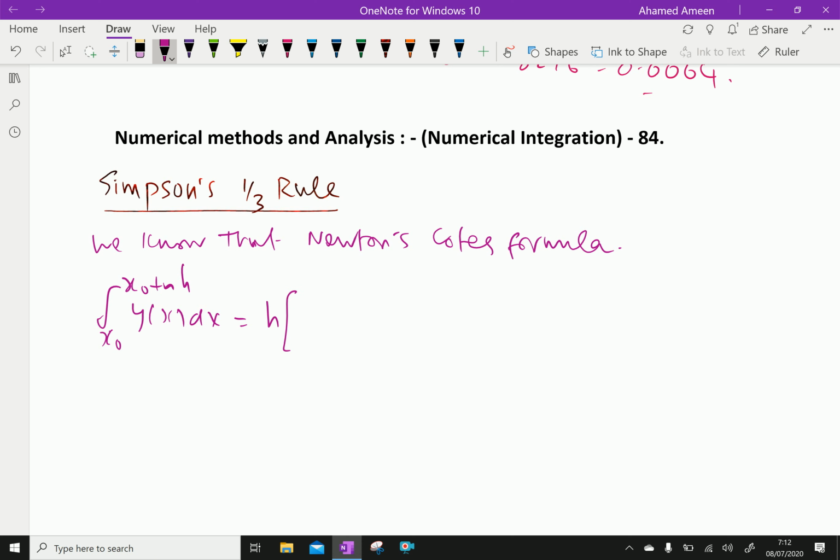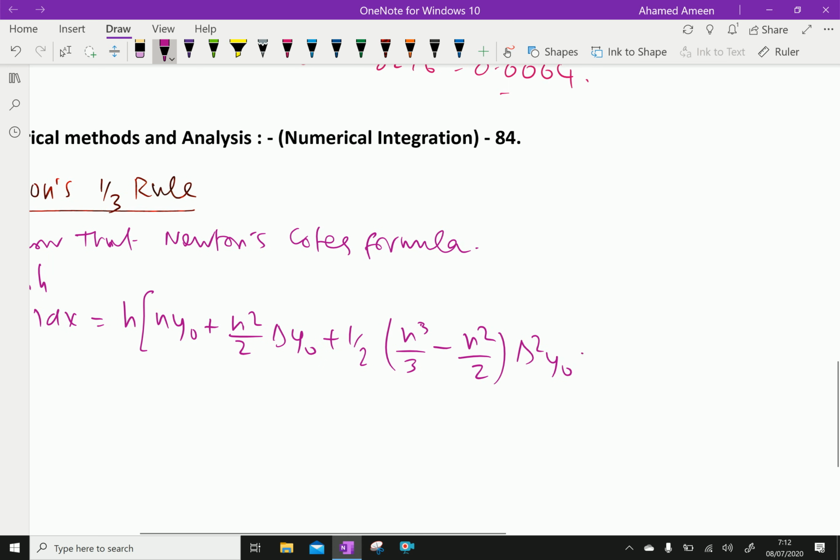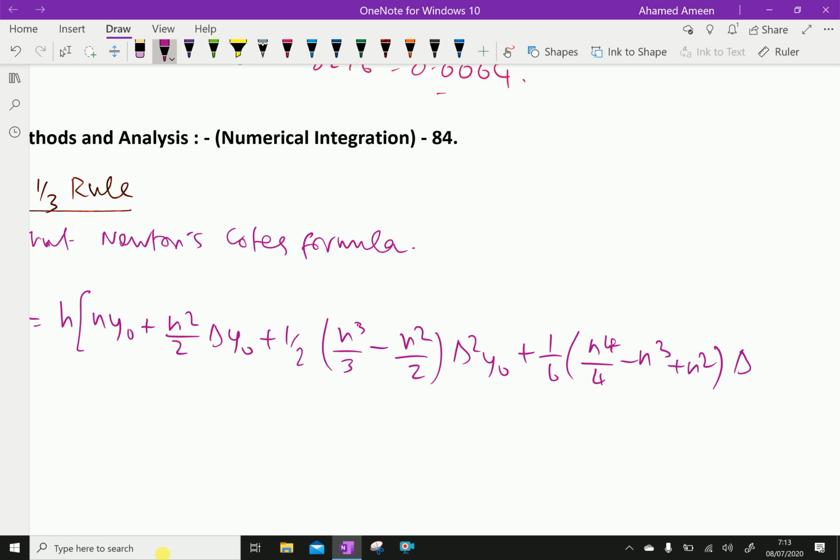h into n y0 plus n squared by 2 delta y0 plus half n cubed by 3 minus n squared by 2 delta square y0 plus 1 over 6 n power 4 over 4 minus n cube plus n square delta cube y0 plus terms are continuing.